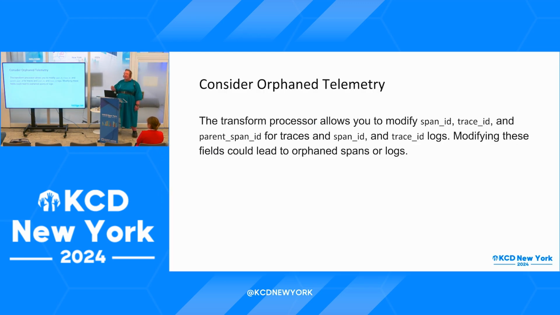So do think about orphaned telemetry. If you start modifying the span ID or trace ID, the result is going to be data that no longer belongs where it should. And so you are going to get more dropped data. So it can make sense to do that. I would say in general, don't. We'll talk about why, but don't do that. But do think about the fact that orphaned telemetry is absolutely possible.